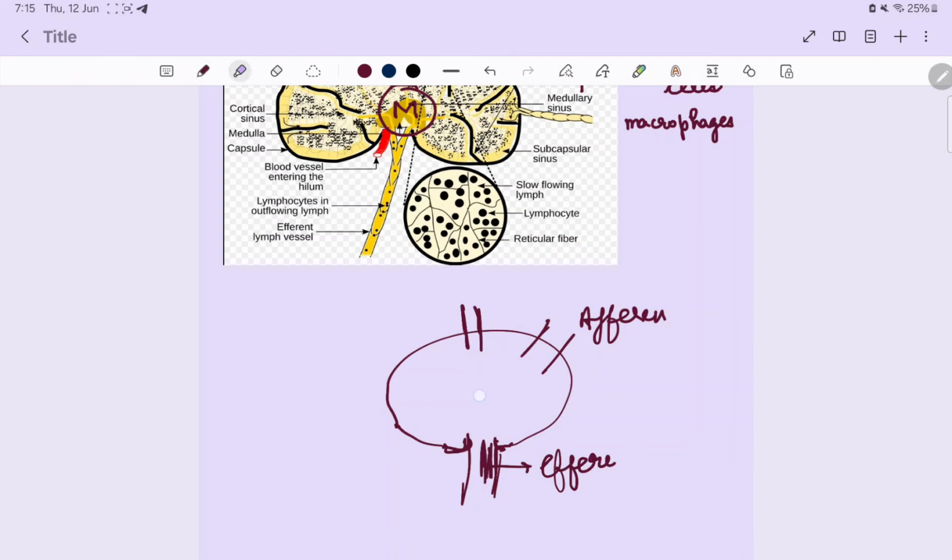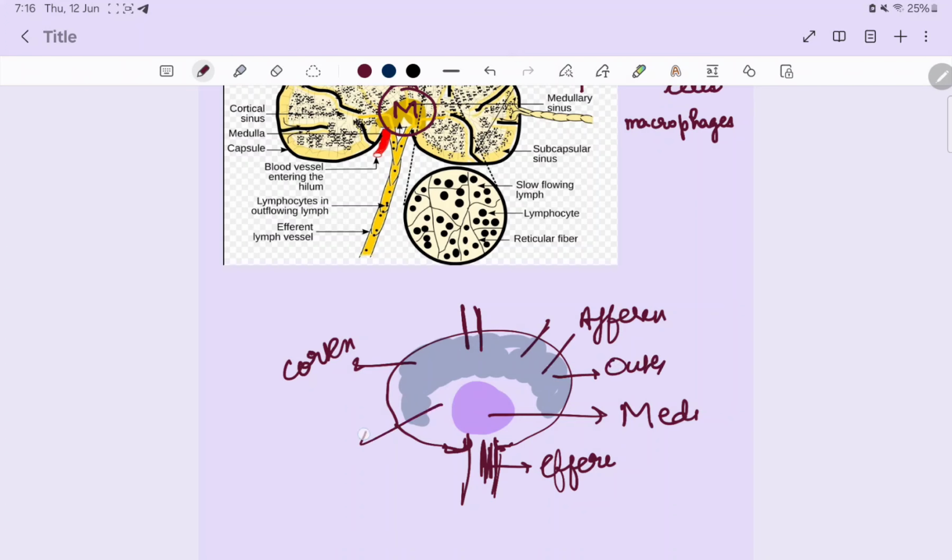In the center you have the medulla, and outside you have the cortex. Cortex is divided into two parts, the outer cortex and the inner cortex. This is outer cortex and this is inner cortex. The inner cortex is also known as the paracortex.